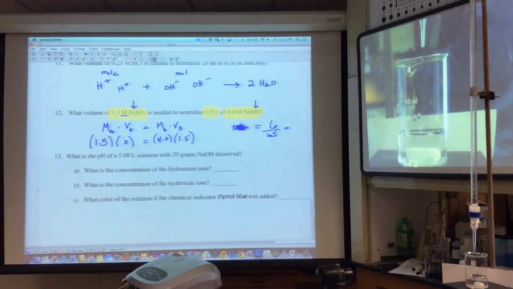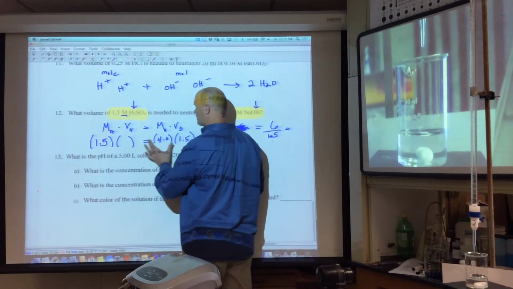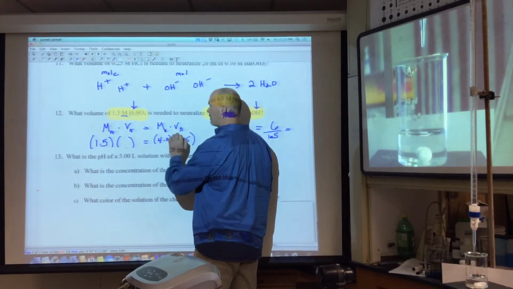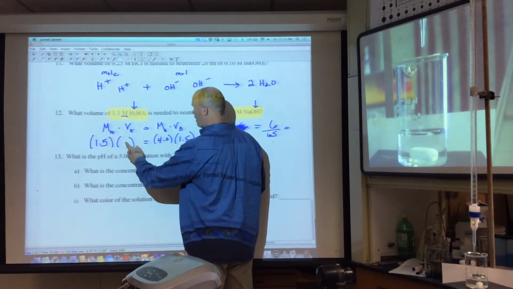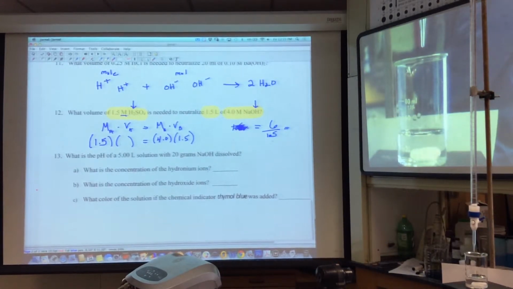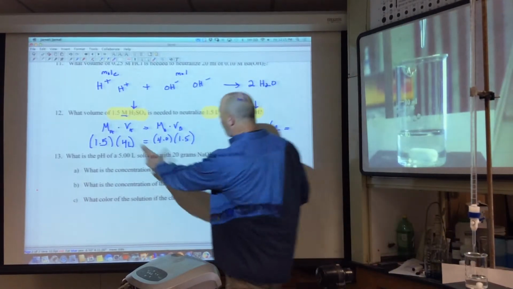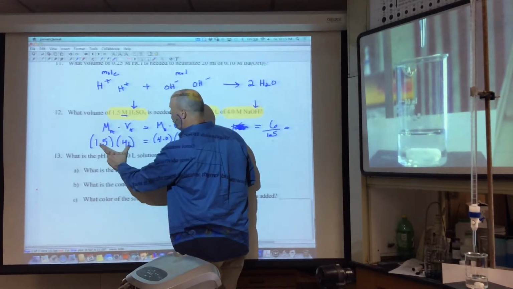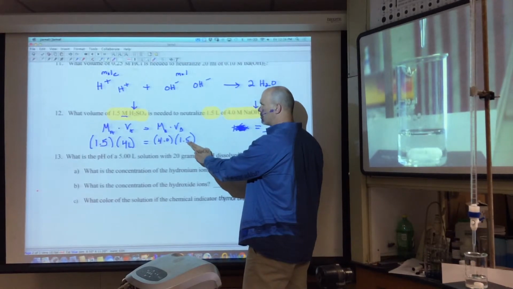Now, is that any surprise to anybody? If I have the same volume, if this is 1.5 molar and this is 1.5 molar, what number equals 4 times 1.5? It would be 1.5. But let's think about this for a second. So this is 4 liters. Or is this milliliters? Yeah, liters. So it took 4 liters of this acid that's 1.5 molar to completely neutralize 1.5 liters.